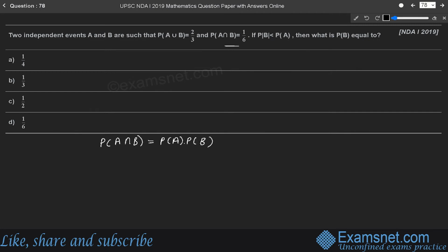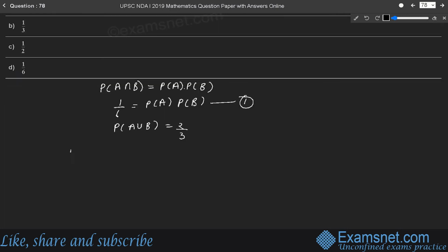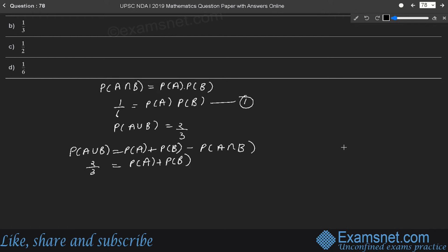and P of A intersection B is given, which is 1 by 6. So 1 by 6 is equal to P of A into P of B. Let this be equation number 1. Now we know that P of A union B is equal to 2 by 3. It is given, and there is a formula in sets which is P of A union B is equal to P of A plus P of B minus P of A intersection B. So putting the values, it will be 2 by 3 is equal to P of A plus P of B minus 1 by 6.